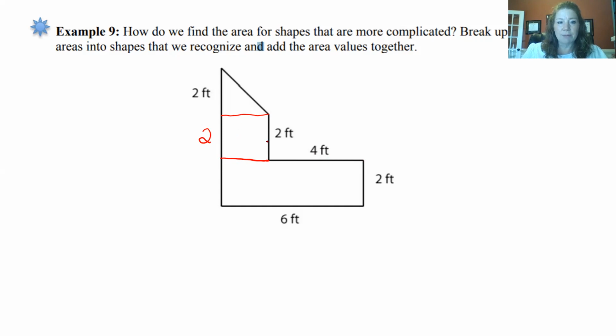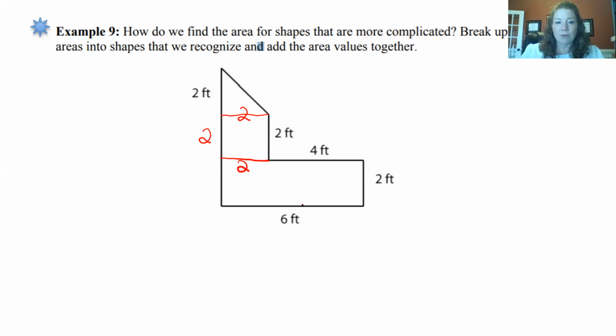So this does happen to be a square because this section right here is also 2 feet long. If this is 2 feet long, so is this one. Okay, so this happens to be a square. We have a rectangle on the bottom, and of course our triangle's up here. So we're going to find the area of each of those 3 figures.